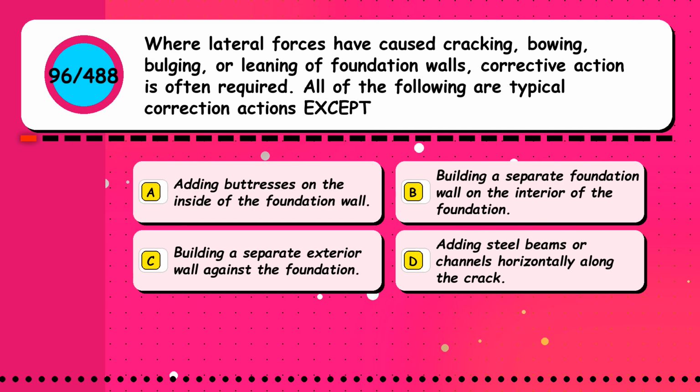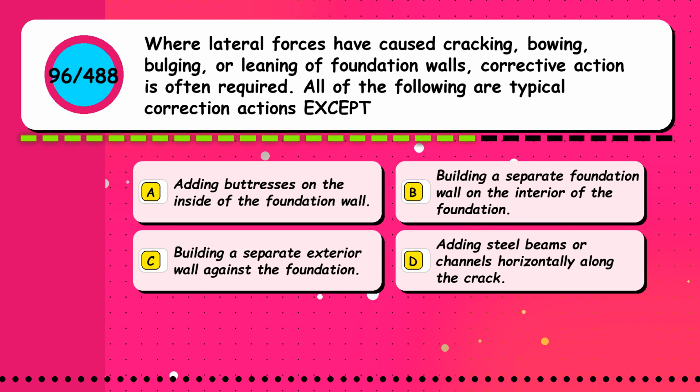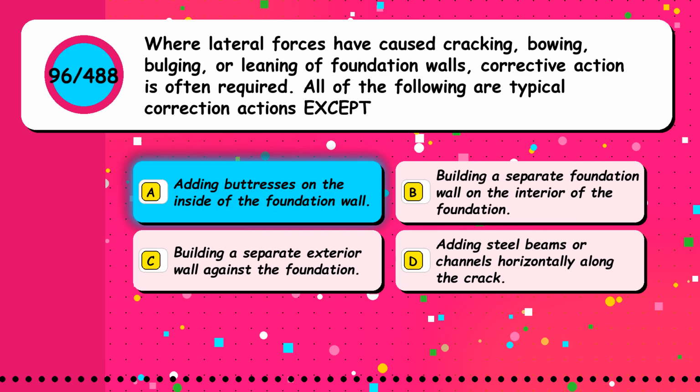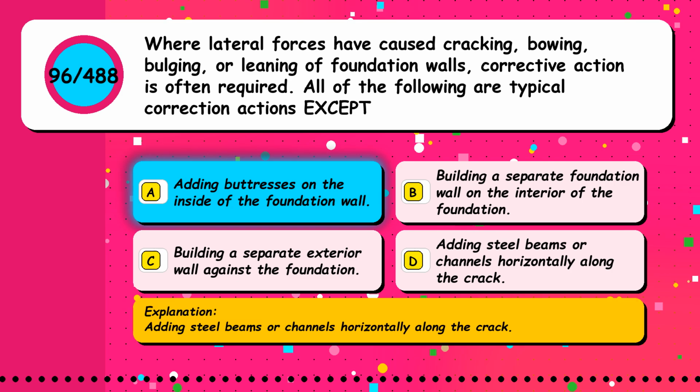Question 96. Where lateral forces have caused cracking, bowing, bulging, or leaning of foundation walls, corrective action is often required. All of the following are typical corrective actions except: Option A, adding buttresses on the inside of the foundation wall. Option B, building a separate foundation wall on the interior of the foundation. Option C, building a separate exterior wall against the foundation. Option D, adding steel beams or channels horizontally along the crack. The correct answer is option A, adding buttresses on the inside of the foundation wall.